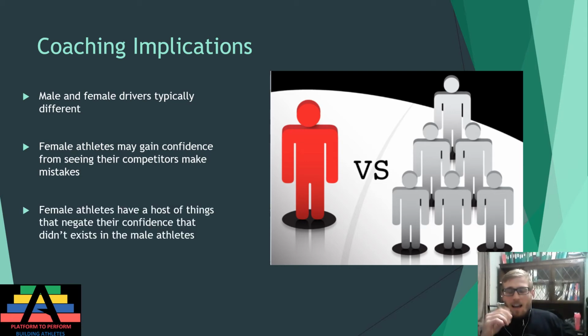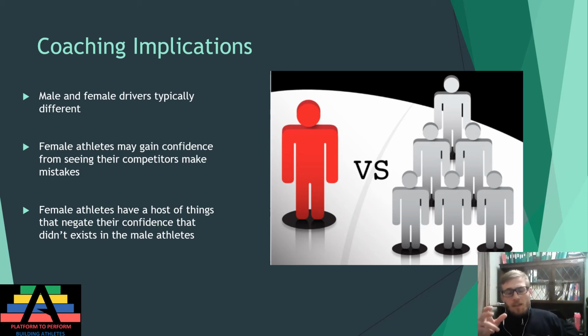And finally, female athletes have a lot of things that take away from their confidence that don't seem to appear in male athletes. Again, going back to the body image issues, this can definitely affect male athletes, but in the research she was quoting, it didn't seem as prominent. So especially as a male coach, you've almost got to be even more attuned and emotionally intelligent to what's going on in your sessions, and not just what you're communicating, but how you're communicating it.